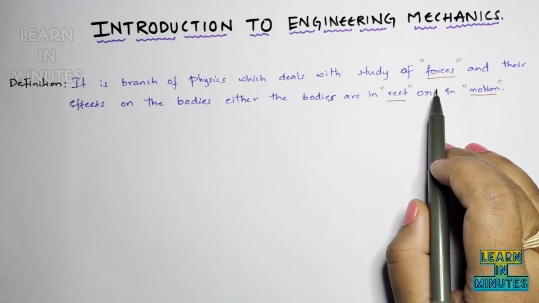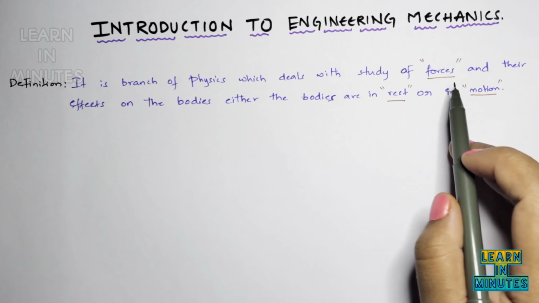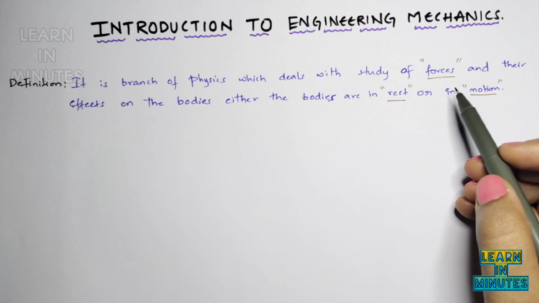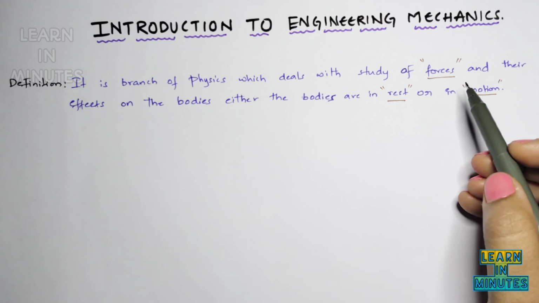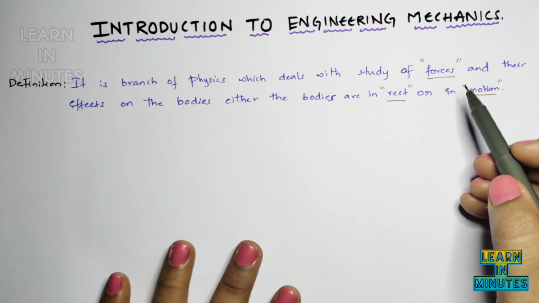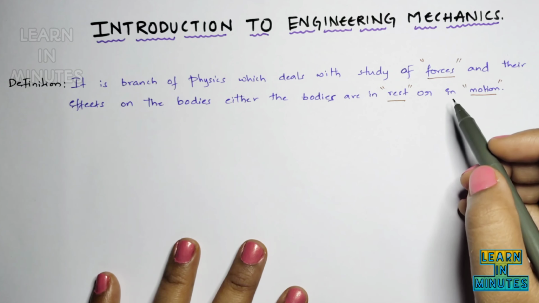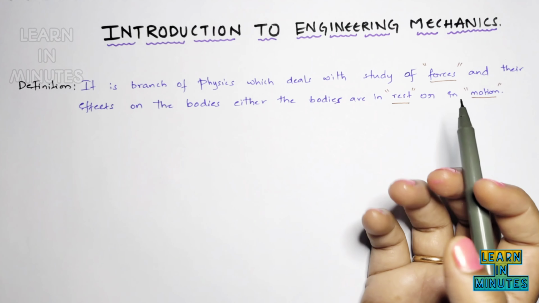So what do you mean by force? Force is nothing but the tendency to change an object by applying some load, whether the body is at rest or in motion, right? So when we are applying some load to an object, it may change its position, or if it is in a state of rest, some effects may appear. These kinds of effects are learned in this subject. So this is the basic definition of engineering mechanics.